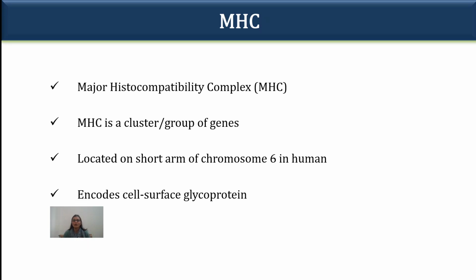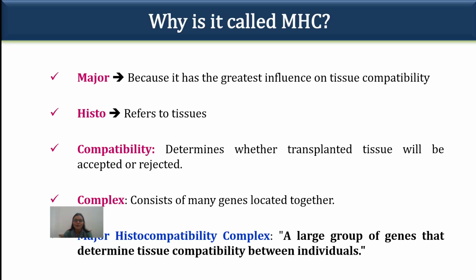MHC is a cluster or group of genes that is located on the short arm of the chromosome in humans. It encodes cell surface glycoproteins. So why is it called the MHC molecule? Let's break the word. Major, it means it has the greatest influence on tissue compatibility. Histo refers to tissue compatibility, which determines whether transplanted tissue will be accepted or rejected. Complex, it consists of many genes located together. Altogether, major histocompatibility complex is a large group of genes that determine tissue compatibility between individuals.